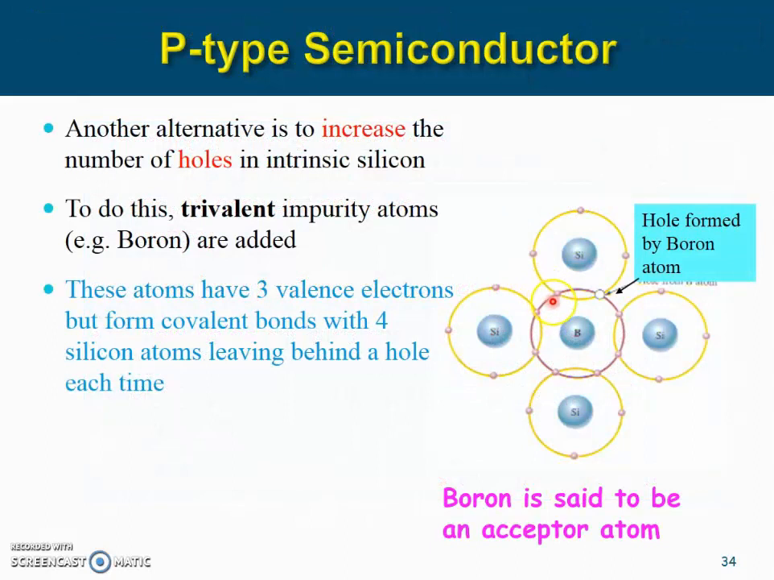This slide will explain why adding trivalent impurity will increase the number of holes in a P-type semiconductor. A boron atom is a trivalent impurity. It will form covalent bonds with the surrounding silicon atoms. There are 4 covalent bonds, but a boron atom has only 3 valence electrons. So one of the covalent bonds will lack 1 electron and become a hole. Since the boron atom creates a hole, it is called an acceptor atom.